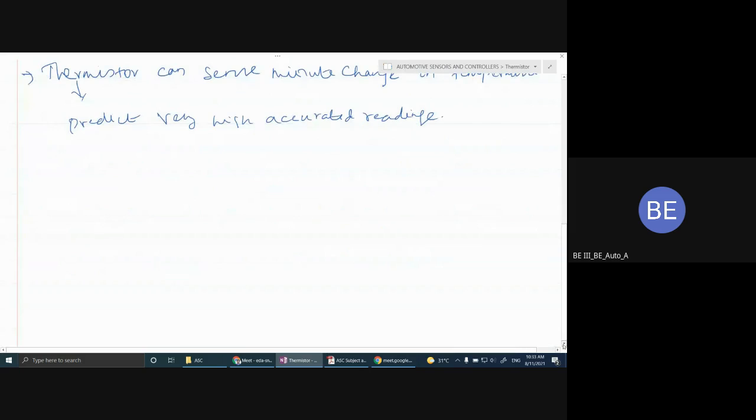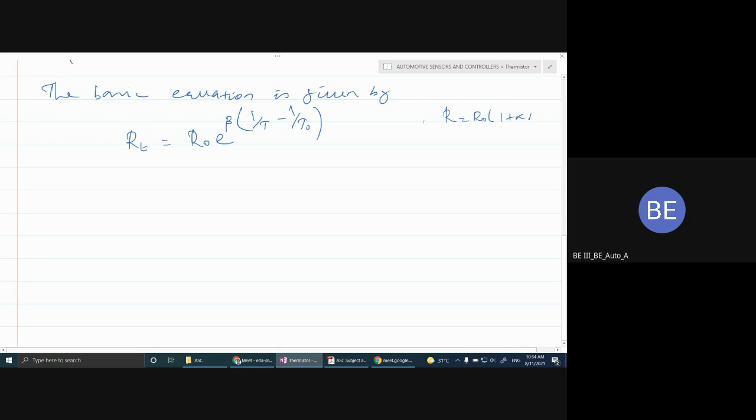Now the basic equation given for the resistance change is as follows. For an RTD, R equals R naught times (1 plus alpha t), and for the thermistor, RT equals R naught times e to the power beta times (1 by t minus 1 by t naught). What is R naught? R naught is the resistance at a reference temperature.